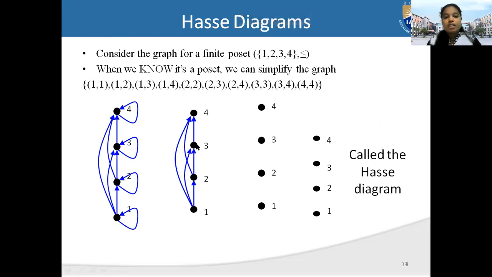And 2 comma 3 is there and 3 comma 4 is there. 2 comma 4 is a transitive relation. You need not exhibit it. And 1 comma 4 also need not be exhibited. These three are transitive relations, so you have to remove those relations. Okay. So next, this is the simplified diagram.